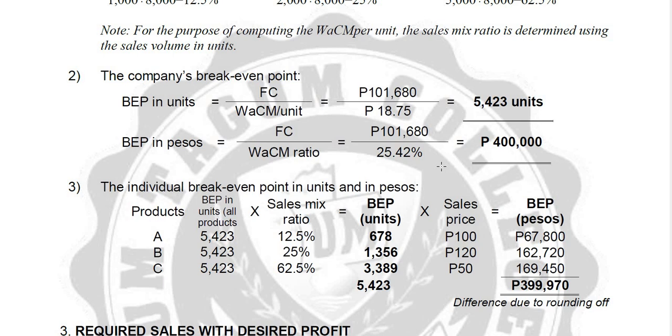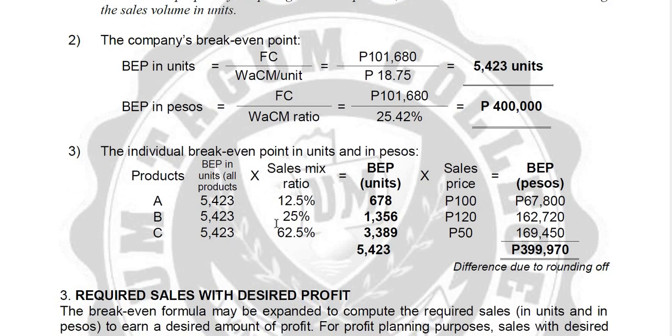So, with that, we can still use the CVP analysis to plan our profit, to determine how much an entity should sell to earn a profit. Say, for example, this is the profit I want. Since this is the profit I want, how many units should I sell to achieve this particular profit? Again, we can still utilize CVP analysis if you want that to happen.